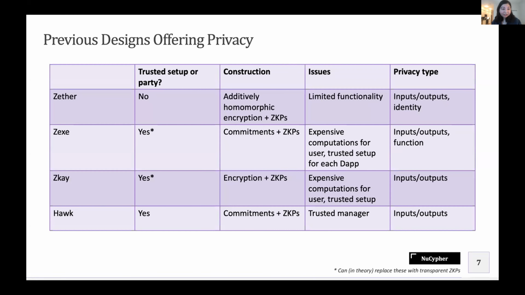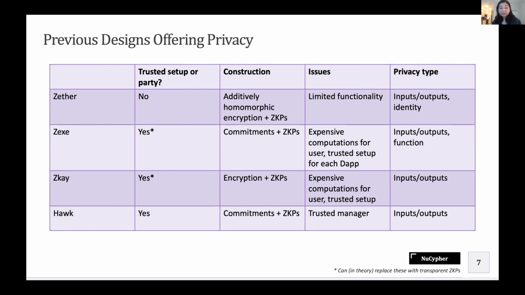They have various issues. None of them are perfect. So starting with Zether, it has very limited functionality in the sense that you cannot get privacy for any function. Privacy is limited to functions that can be expressed via addition. Zexe and ZK have similar issues.